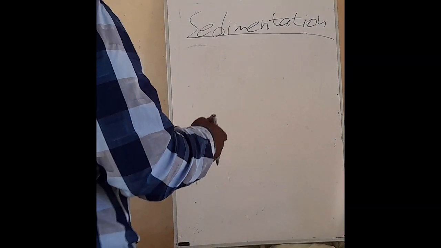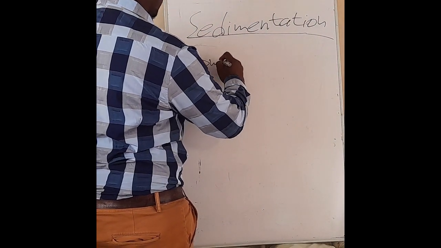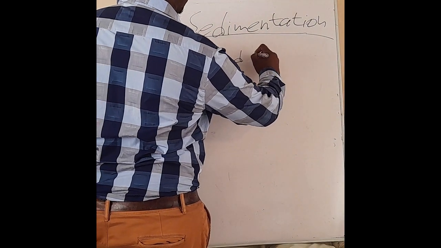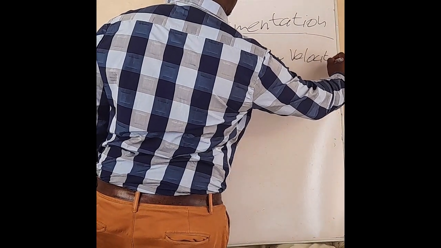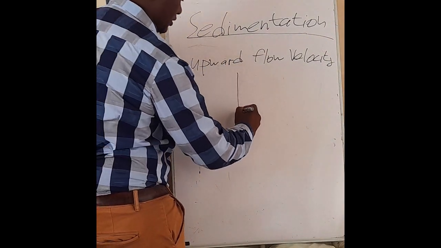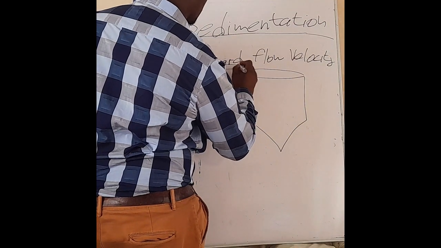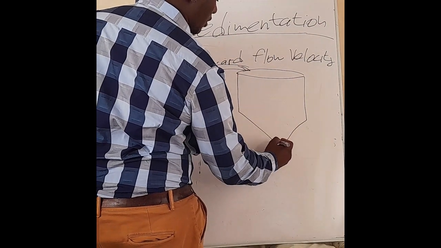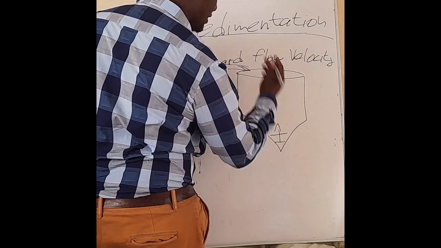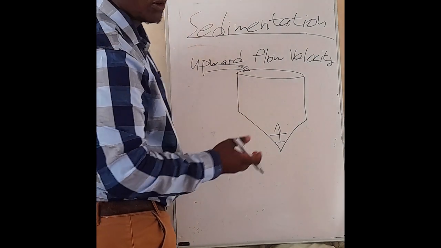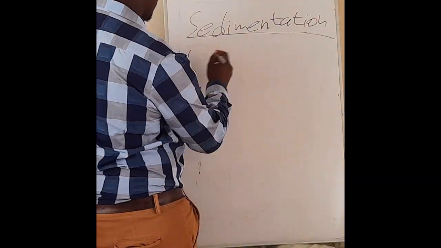Our next calculation now is calculating the upward flow velocity. So basically this velocity is just when you're having our tank like that, okay, water is flowing in, and we just need to know the velocity it will take for water to rise up, hence the word upward flow velocity, okay. So let's just put that off.